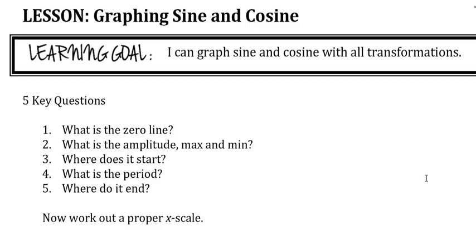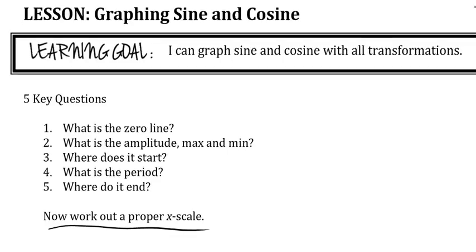So there's my 5 questions, and every time when I get to the end of it, what this means is we work out, whoops, didn't mean to cross it out. We work out a proper scale for X when we're done our 5 key questions and make sure that it matches, and then we just go ahead and plot our points.